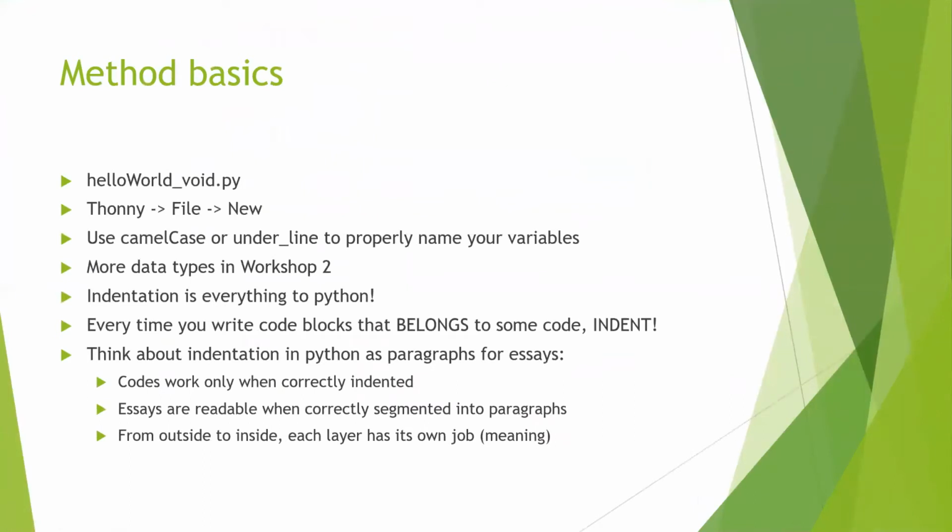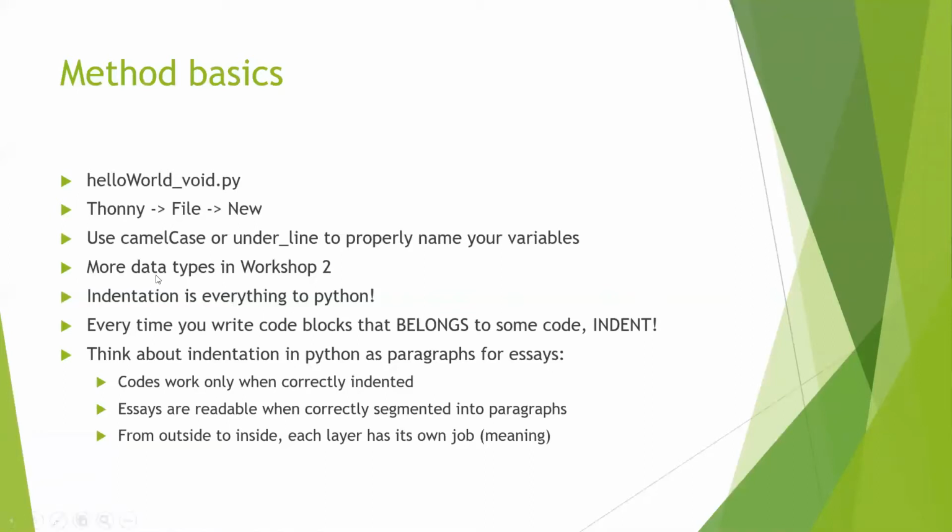So we've talked to you about some method basics. Now I want you to write your own method. So go to Sunny, File, New, and call your new method hello world underline void. What's important about the naming scheme right now is that you should use either camel case or underline to properly name your files and your variables. Because Python does not like the spacing inside variables, it will just not compile.